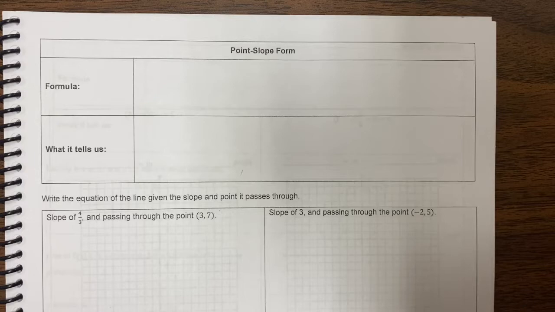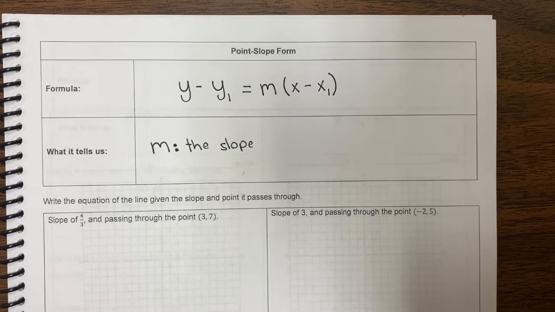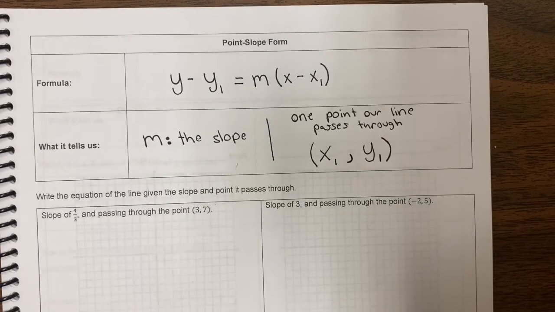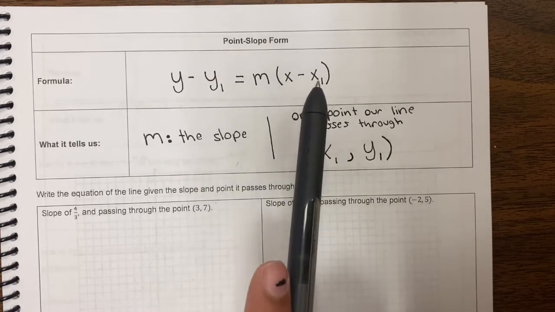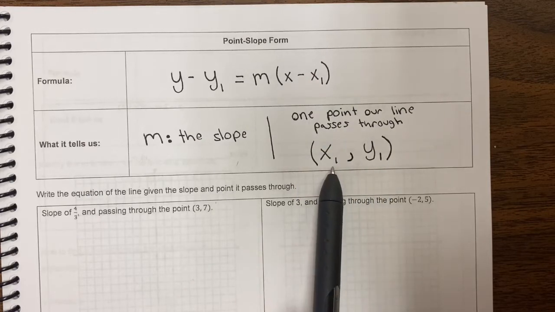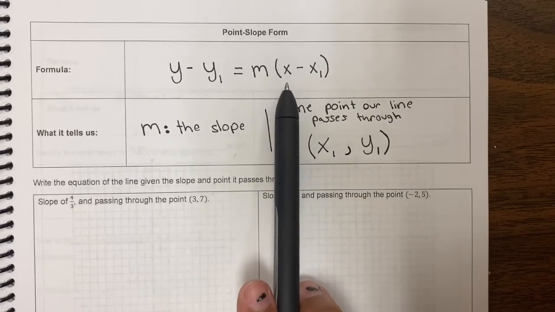The formula is y minus y1 equals m times x minus x1. This formula tells us the slope, m, and one of the coordinate points our line is going to pass through. The number being subtracted from y is our first y value. The number being subtracted from x is our first x value. The number being multiplied by these parentheses is our m, our slope.